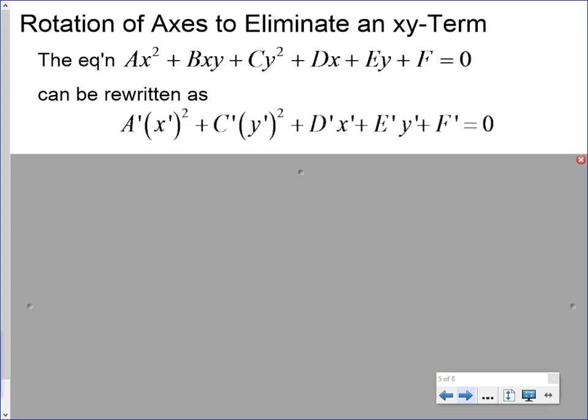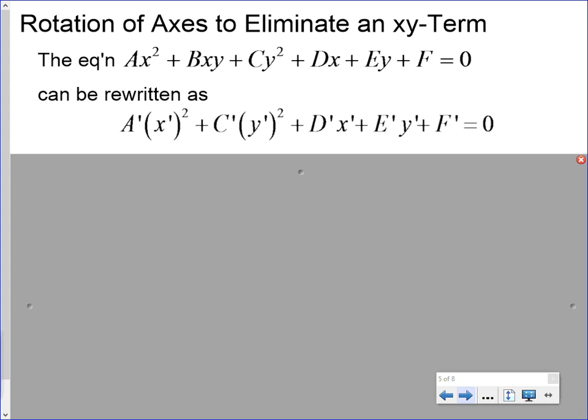The reason why it has all those primes, think back to what primes did for you in geometry. Probably the first time you were introduced to the prime as a notation, you had a triangle ABC, and then you were going to do some kind of transformation. Maybe you reflected it over the y-axis, and then you labeled all the new points with primes, right? A prime, B prime, C prime. You have a new triangle, triangle A prime, B prime, C prime.